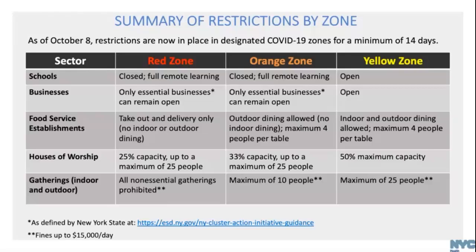In terms of gatherings, both indoor and outdoor, all non-essential gatherings are prohibited in the red zone. Orange zone gatherings of maximum 10 people are allowed, and yellow zone maximum of 25. It's important to remember that there are potential fines for people who are found either promoting or organizing gatherings that break these rules.